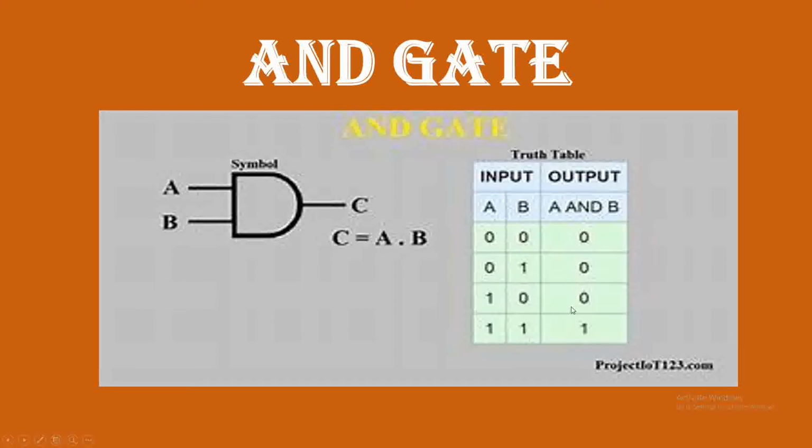So that's all about the AND gate. You have seen the symbol for the AND gate. You have also seen the truth table for the AND gate. Let's go to the OR gate.